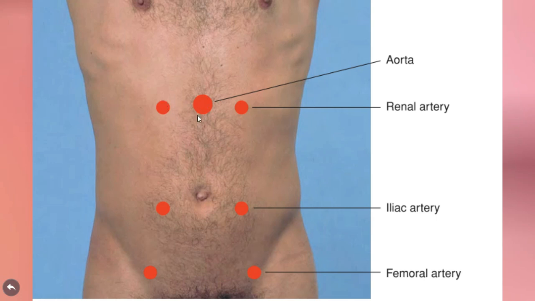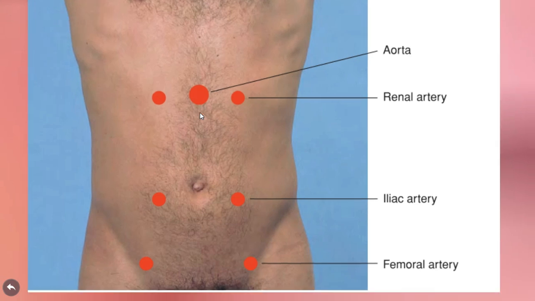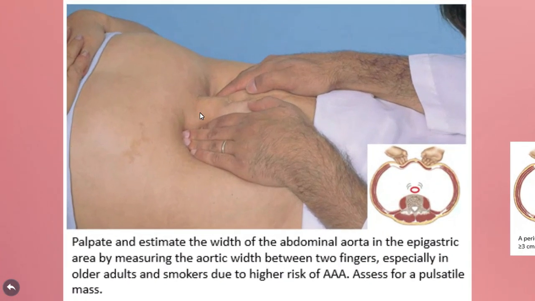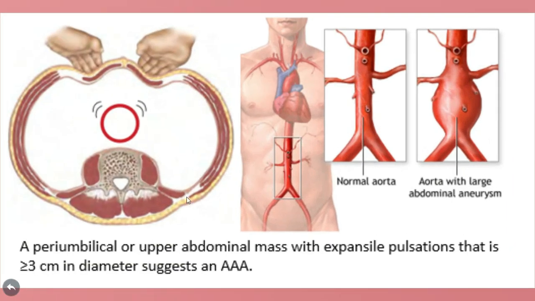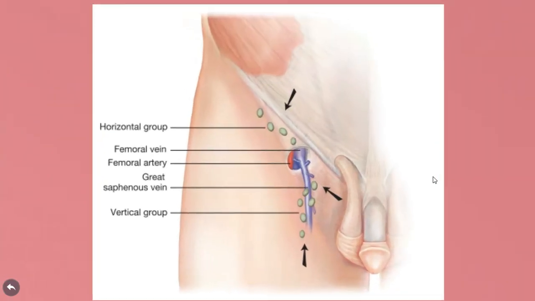You can briefly auscultate in these areas: renal artery, iliac artery, femoral artery. If there is obstruction or murmur here, you consider it a peripheral arterial disease. And then you can palpate and estimate the width of the abdominal aorta. So you can measure the aortic width between 2 fingers. If it is more than 3 centimeters in diameter, this is suggestive of abdominal aortic aneurysm, the triple A.